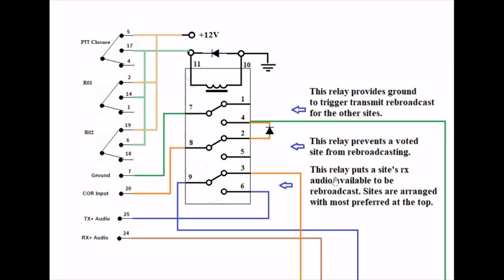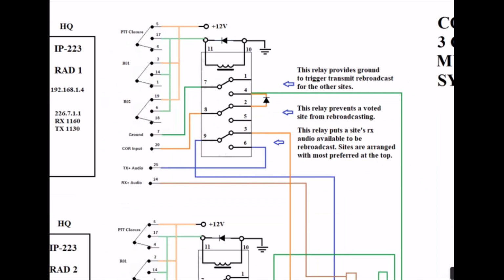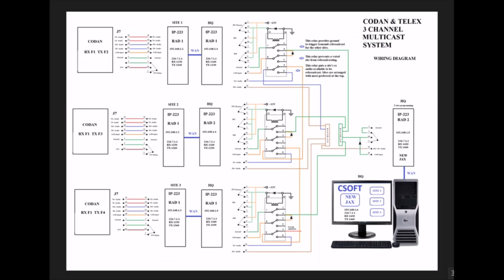The third function that this does is it takes the recovered audio coming from the repeater and presents it as a bus audio for all the other sites to use as transmit in for their repeater connections. And this function is repeated at the other two transmitters, basically the same way.